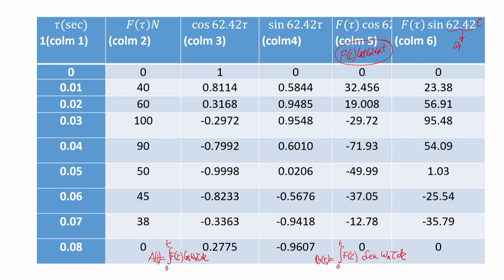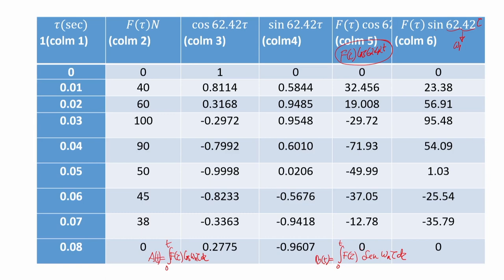You can see that f(tau) cos omega n tau has the values 0, 32.456, 19.008, minus 27.72, minus 71.93, minus 49.99, minus 37.05, minus 12.78, and 0.